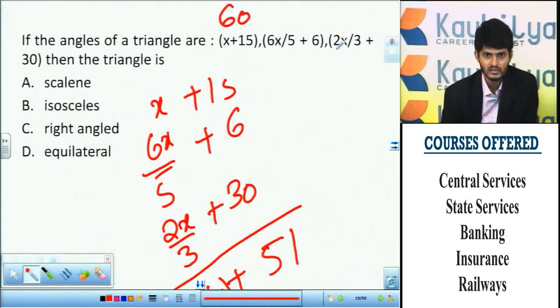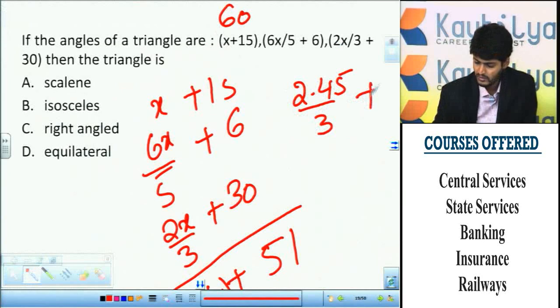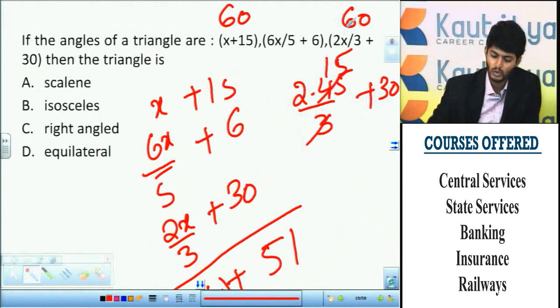Now if I want to look at the third side, 2x by 3, so 2 into 45 by 3, plus 30, right? So 3 goes 15 times, again this will be 30 plus 30, again you got 60. So the third angle automatically will become 60 degrees. So your final triangle would be your equilateral triangle.